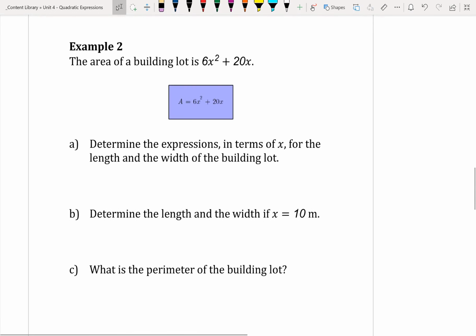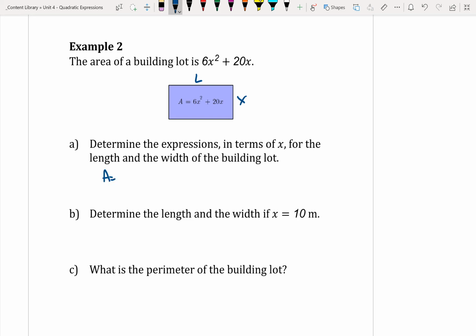In example 2, we're going to basically be doing the opposite of what we've done in the past again, but we're looking at a word problem. So in our previous note, we were given the length and the width and asked to find the area. This time we're given the area and asked to find the length and the width. So we want to come up with expressions for what the length and the width is.